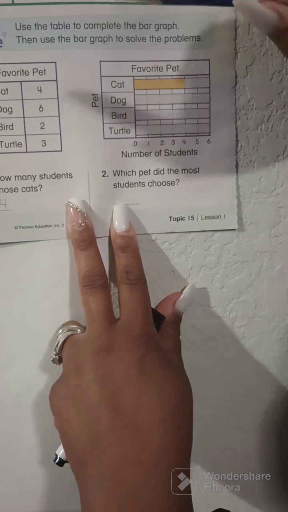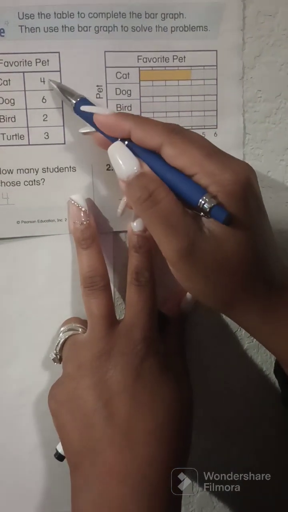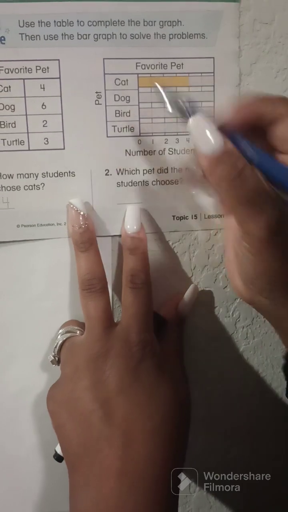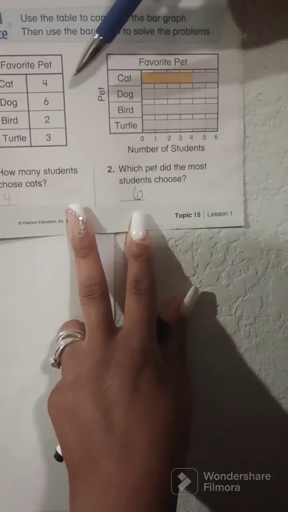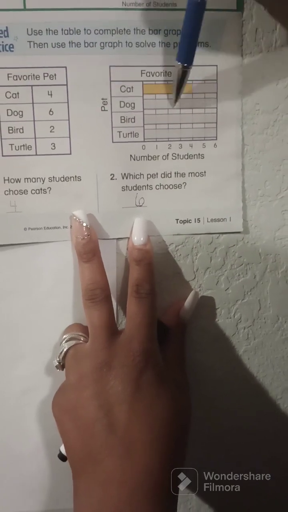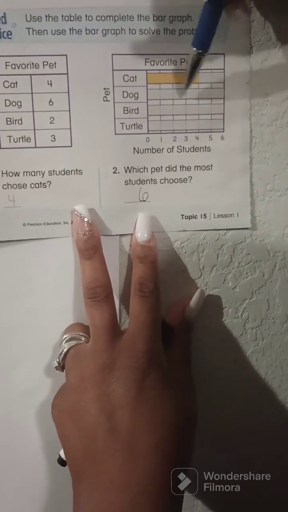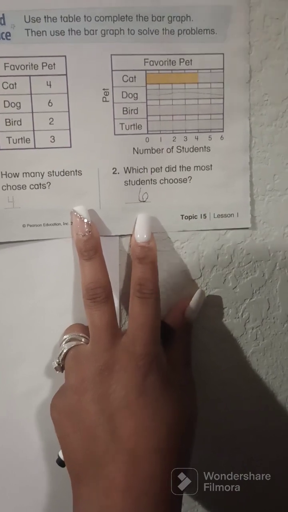I've heard answer 6, which is correct, because we know 6 is the biggest number we have here. We're going to plug our answer in there. Number 6. And then we're going to go ahead and shade it in. Dog will be 6. So 6 stops there. So we'll shade that all the way in there.